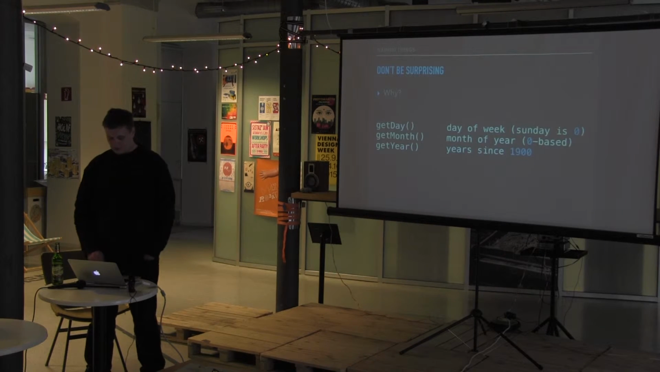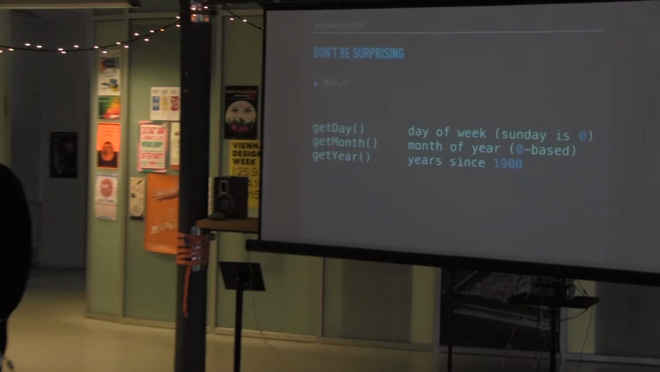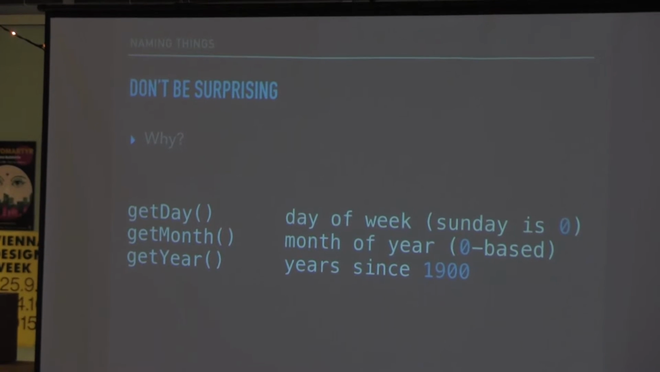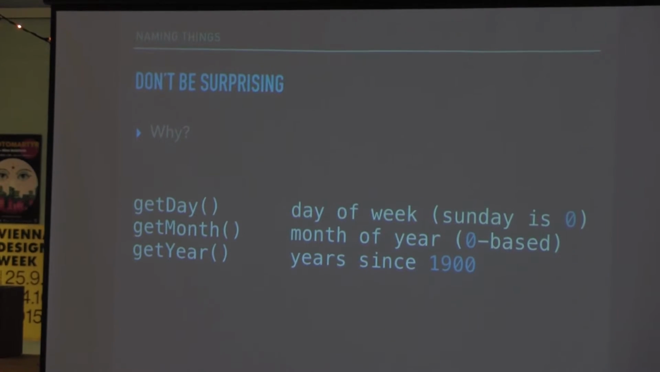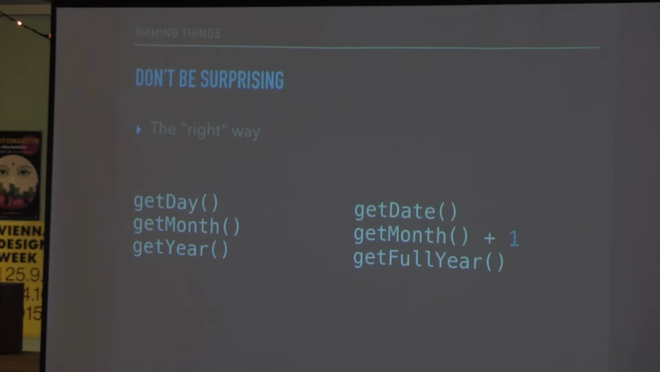Okay, so what's going on here? getDay actually returns the day of week, with Sunday being 0. getMonth returns the month of year, but it's 0 based, so January is 0. And getYear actually returns number of years since 1900. So to actually do the right thing, you'd have to call getDate, which is confusingly named.